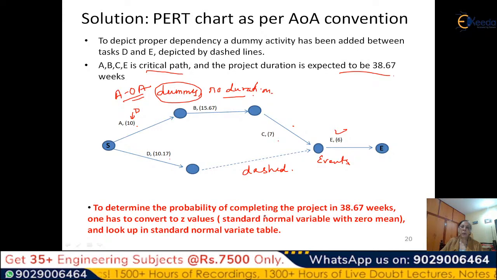So you can determine the critical path by using the PERT method also. And to determine the probability of completing the project in 38.67 weeks, one is to convert to a Z value. So each of these durations, by taking its standard deviation and the mean, we have to convert it into a standard normal variable with zero mean and then look up in the standard normal variate table.